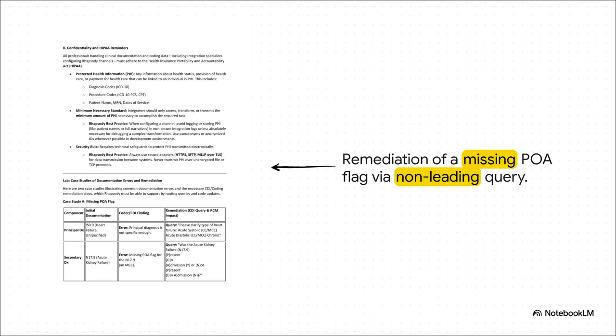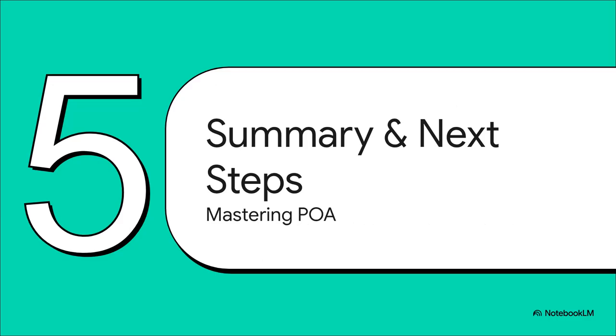You can't just guess. Instead, you generate a query pulling in the relevant clinical indicators, and you just ask, point blank, was the acute kidney failure present on admission, Y, or not present on admission, N? Boom, clear, compliant, totally non-leading. Once the doctor confirms Y, you update your ICD-10 codes, capture the true severity of illness, and secure the proper reimbursement. All right, let's wrap things up with Section 5, Summary and Next Steps.